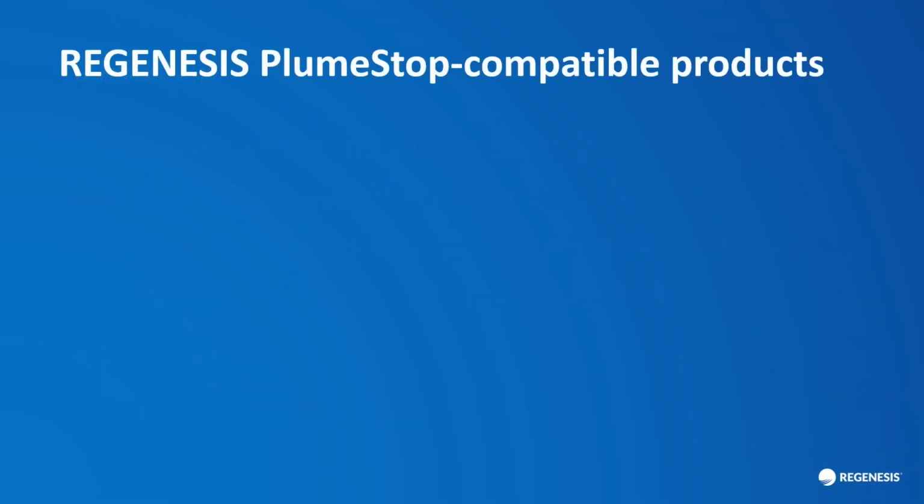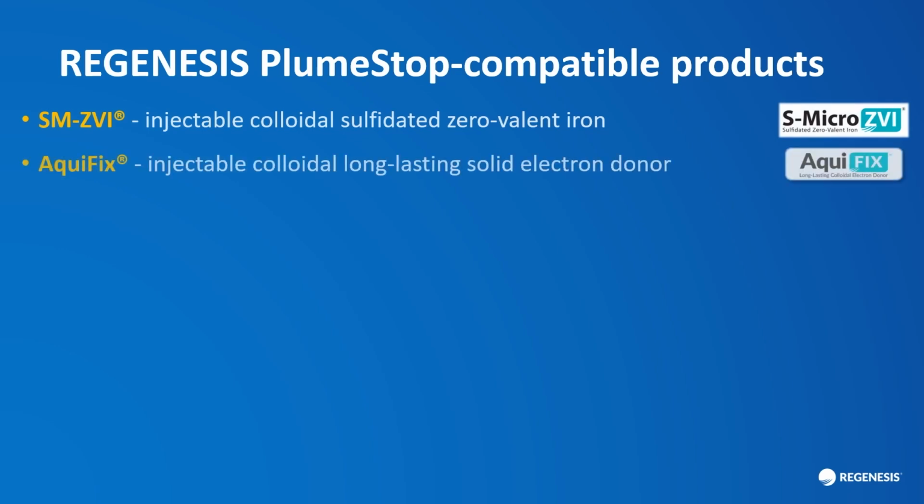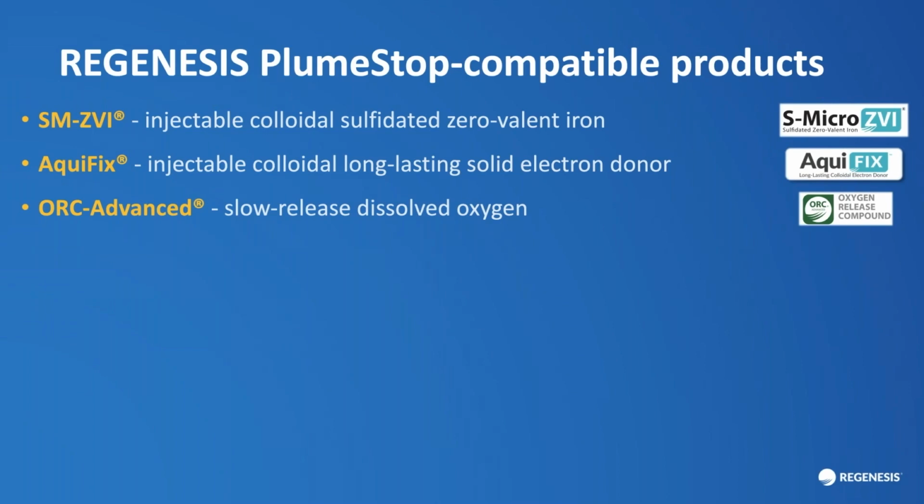REGENESIS has a range of products that are compatible with PlumeStop that do not mess with the sorption. We have S-micro ZVI, an injectable colloidal sulfidated zero-valent iron, details on www.regenesis.com. We have Aquifix, an injectable colloidal long-lasting solid electron donor. We have ORC Advanced, slow-release dissolved oxygen source. It may be that the target contaminants are biodegradable aerobically. Perhaps we'd use another product, Petrofix, for that.